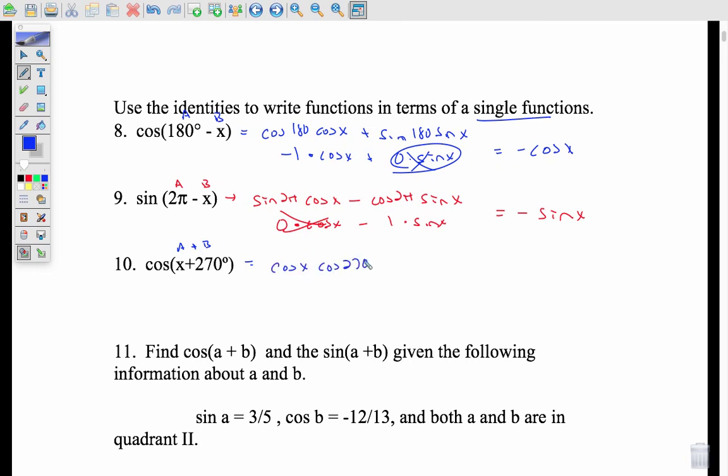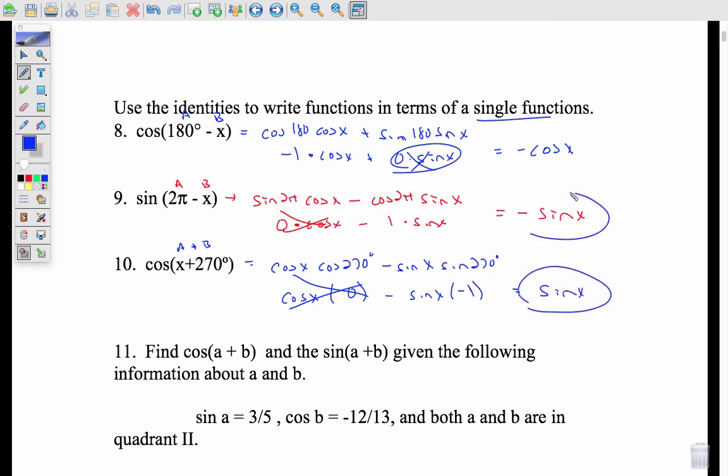One more time here, cosine of x plus 270. So again, we have our a and our b here with an addition. So the cosine of x times the cosine of 270 minus the sine of x times the sine of 270. Assuming we all can locate 270 on our unit circle, the cosine of 270 is going to be 0. The sine of 270 is going to be negative 1. 0 times cosine is going to be 0. Negative negative is going to make this a positive sine of x. So there's using our identities once again to simplify down as much as possible.